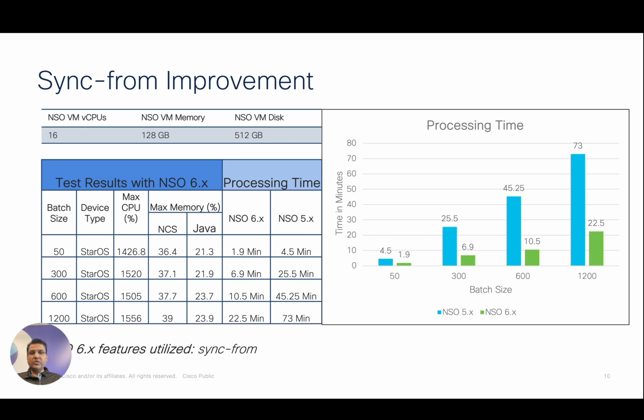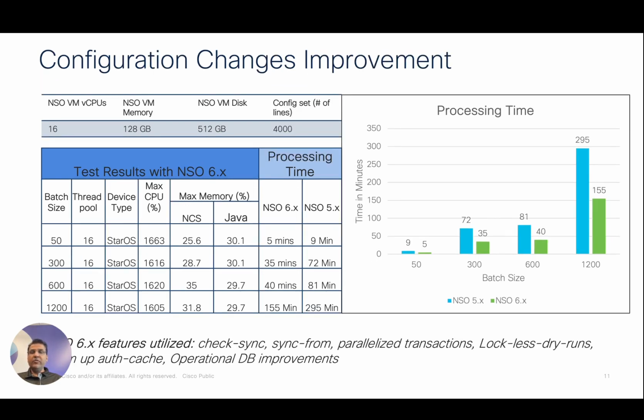Let's move to the next use case. We have used the same test bed for testing these other use cases. In this configuration change use case, the only difference is we have set the thread pool to 16. This thread pool of 16 is basically equivalent to the number of vCPUs available on the NSO server. What it means is only 16 threads will be executed at one certain point of time, and each thread will be processing a single device.